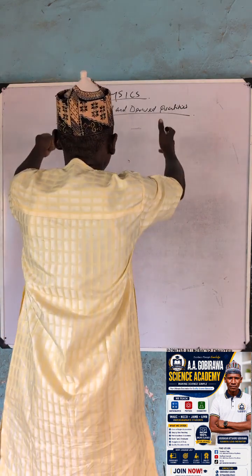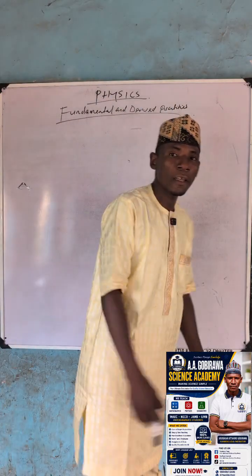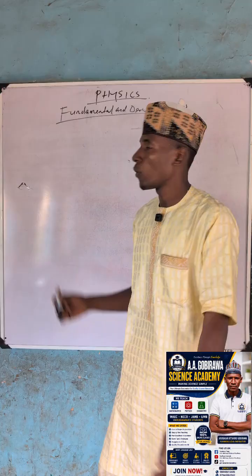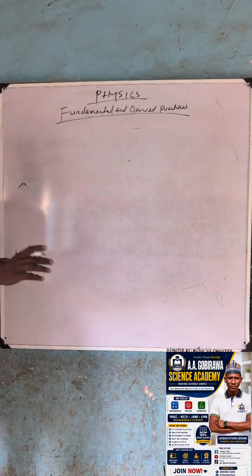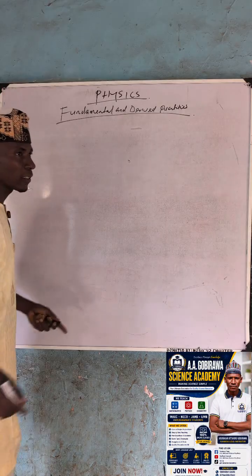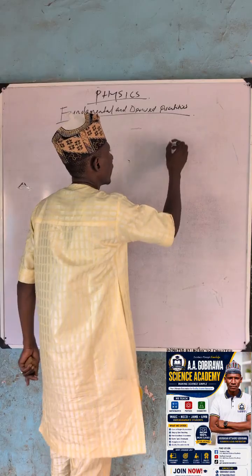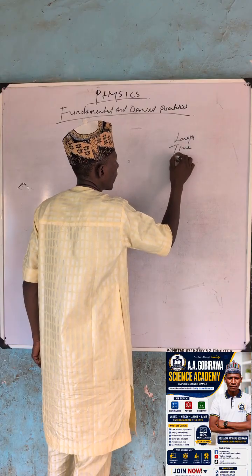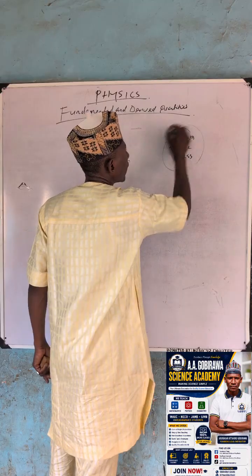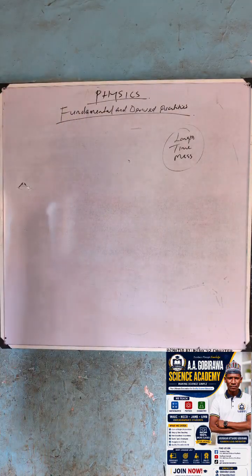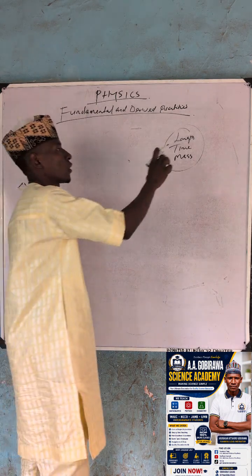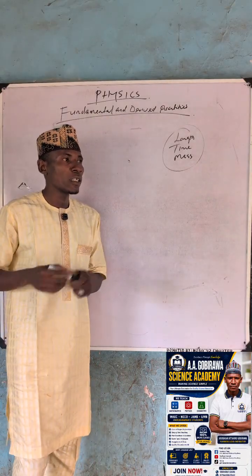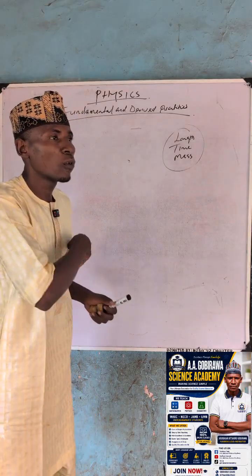Our topic for discussion today is fundamental and derived quantity. So what is fundamental quantity, and what is derived quantity? Fundamental quantities are quantities that are not derived. They are standard quantities. For example, we have length, time, and mass. These three are the most fundamental quantities in physics. There are many, but the most are length, time, and mass. Any derivation of a derived quantity originates from fundamental quantities.